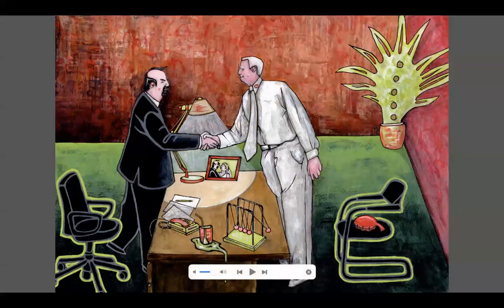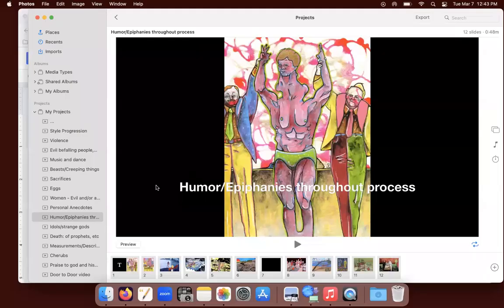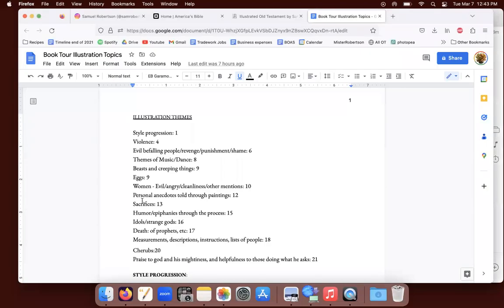So this guy is mad because presumably here is him and his wife, but he's got lipstick on his collar, and to get his revenge, he's set a whoopee cushion on his chair right before their meeting. So yeah, that's one. That's the humor and epiphanies.